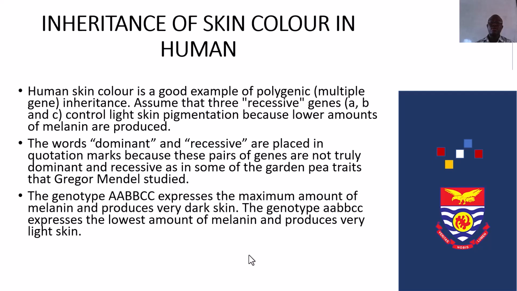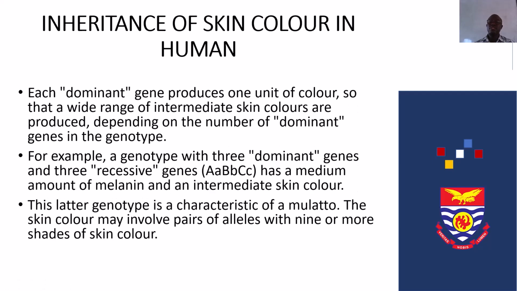Assume that the 3 recessive genes A, B, C control light pigmentation because lower amounts of melanin are produced. Each dominant gene produces 1 unit of color, so that a wide range of intermediate skin colors are produced depending on the number of dominant genes in the genotype.